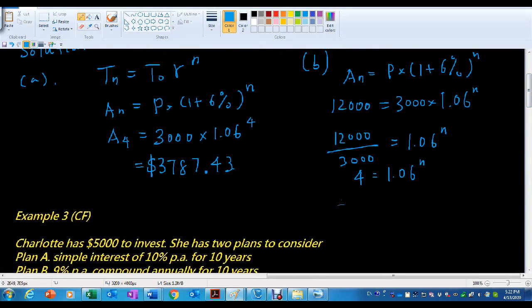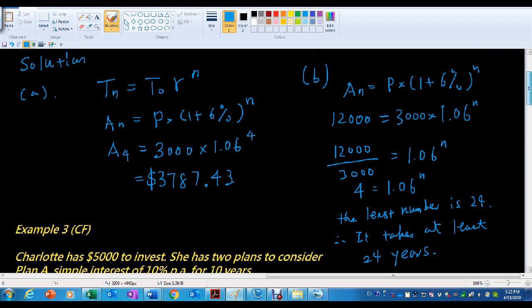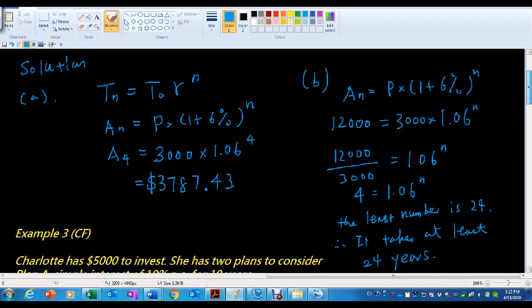So the least number is 24. Therefore it takes at least 24 years. That's the question for this one.